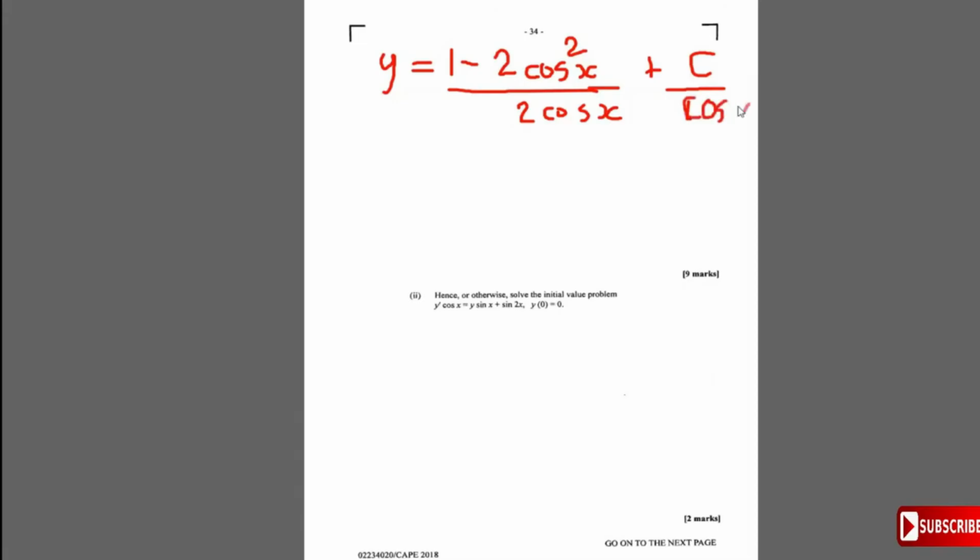Now after you do that division, always remember you can separate the part in the numerator as two separate fractions. So this is 1 over 2 cos x. So y is equal to 1 over 2 cos x minus 2 cos square x over 2 cos x. 2 over 2 cancel, so you just get minus cos x plus c over cos x.